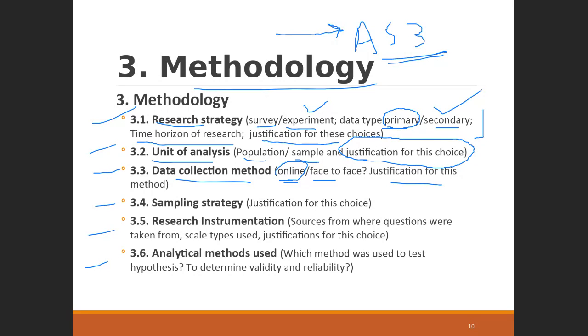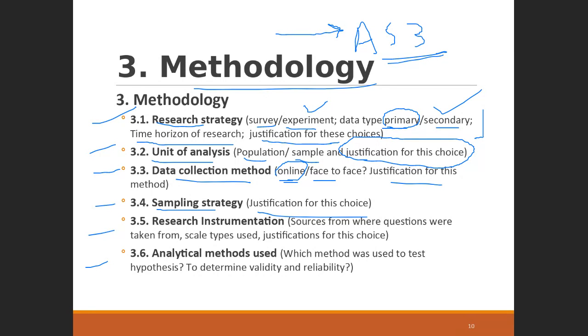The fourth one is your sampling strategy. You need to justify whether you are using a probability sampling method or a non-probability sampling method. You need to justify this choice as well. For instance, if you are using purposive sampling, you need to justify why you have chosen purposive sampling for your research. Or if you have chosen systematic sampling, you have to justify this choice as well.